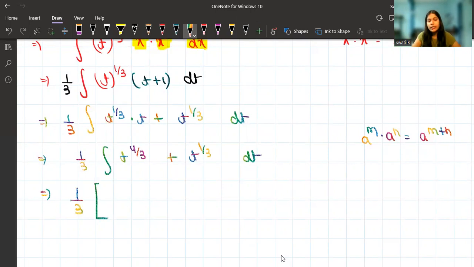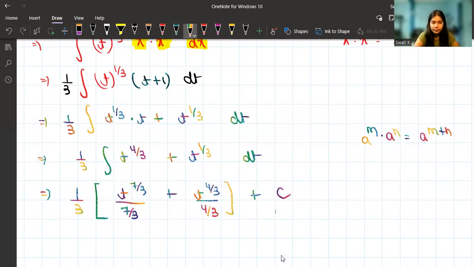So what is the integration of t raised to 4 upon 3? It is simply t raised to 4 upon 3 plus 1, that is 7 upon 3, using the formula: if integration of x raised to n is x raised to n plus 1 upon n plus 1. So it is 4 upon 3 plus 1, that is 7 upon 3, and then of course upon 7 upon 3 here. Our integration of this is going to be t raised to 1 upon 3 plus 1, that is 4 upon 3, and this is also going to be 4 upon 3, and then plus the constant of integration.